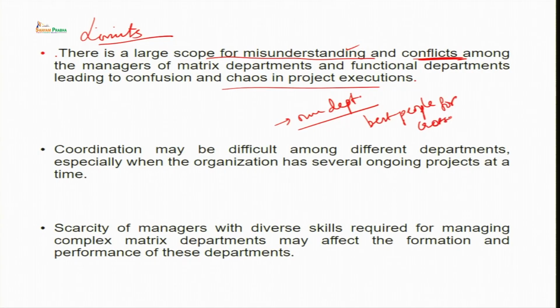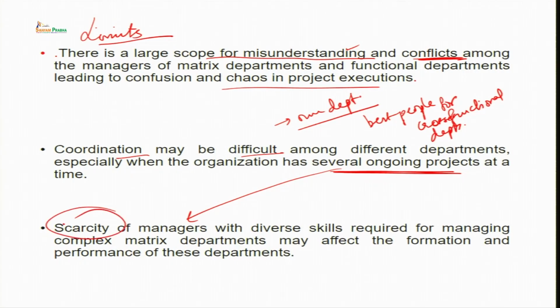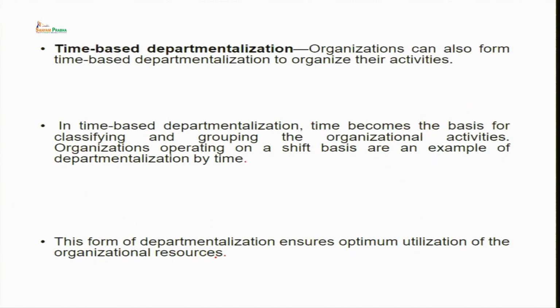cross-functional departments or for matrix organization. Coordination also may be difficult among various departments, especially when the organization has several ongoing projects at the same time. And because several projects are going on, there can be scarcity of managers with diverse skills, which is required for managing complex matrix departments, and it may affect the formation and performance of these departments.